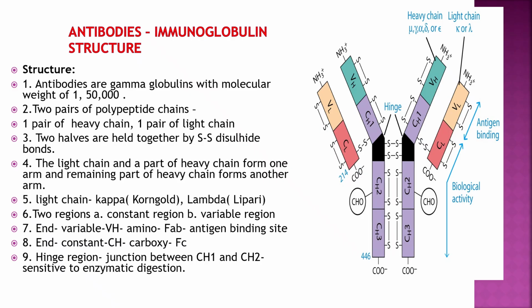Two regions are there, the constant region and the variable region. The variable region end forms the amino terminal, that is FAB, and it is attached to the antigen binding site. The constant end, that is CH, is the carboxy end, also called FC. The hinge region is the junction between CH1 and CH2, and it is sensitive to enzymatic digestion.